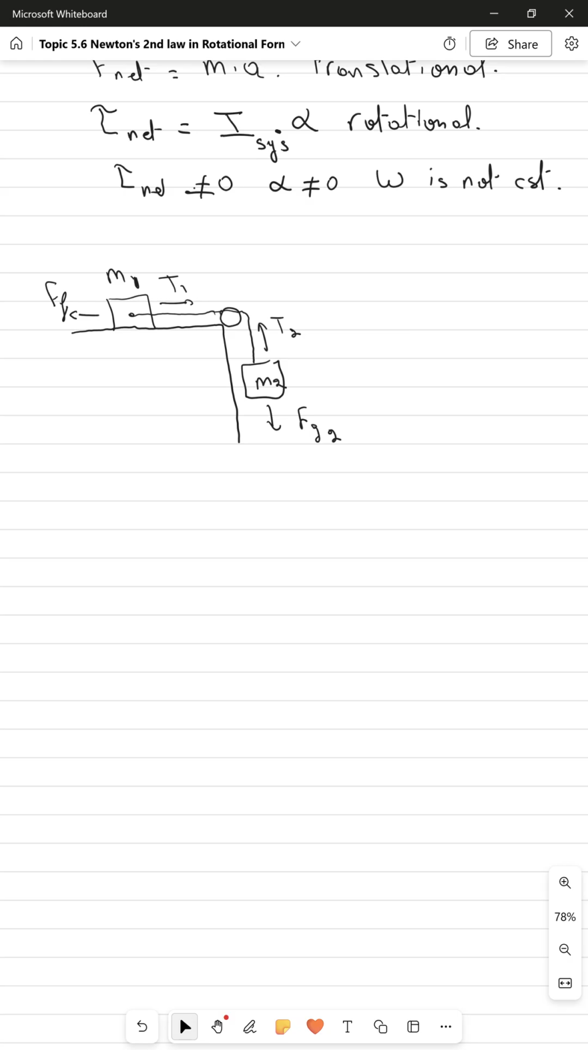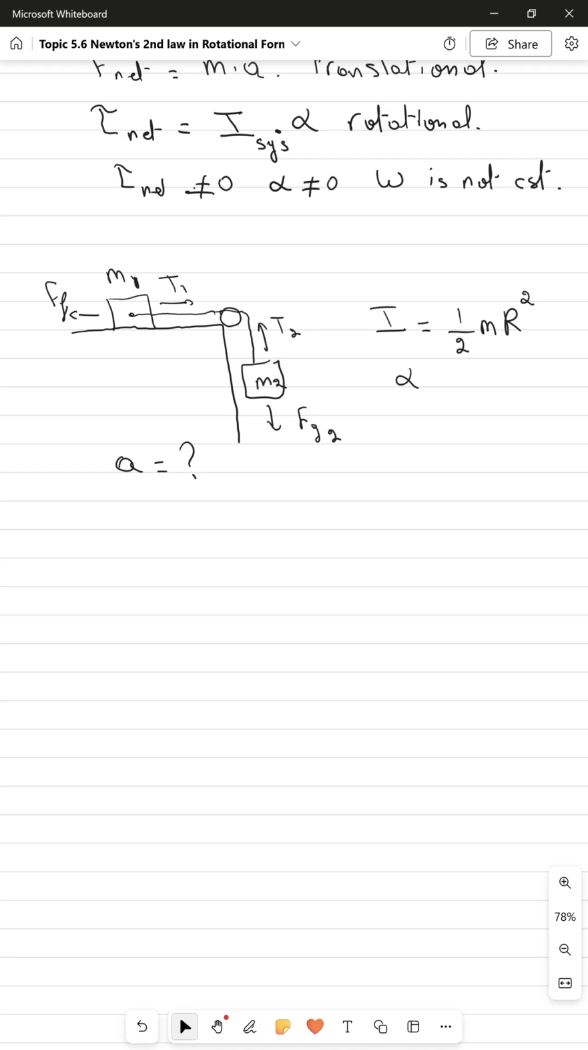Now for the pulley, or the Atwood machine, I is going to be half m r squared, since it has a radius and a mass, and that's what we derived in the previous one in 5.4, the moment of inertia for a pulley. And it's going to have an angular acceleration alpha. We want to find an equation for the acceleration a.